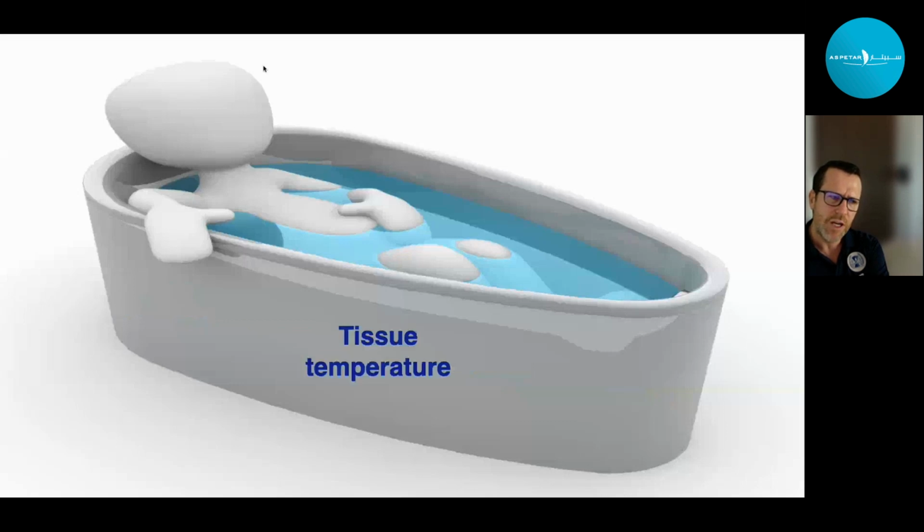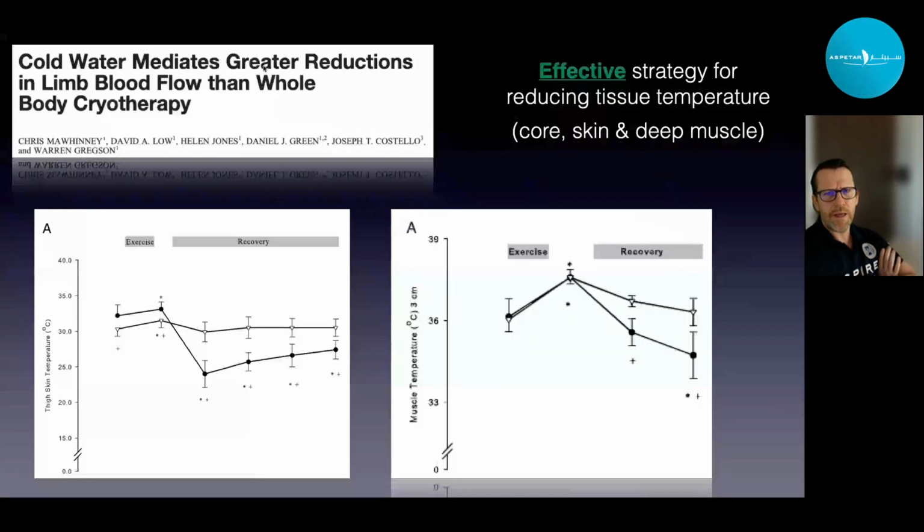So if we look at tissue temperature, clearly one of the key reasons, or the key reason we apply any cryotherapy strategy, is to reduce tissue temperature. And what I mean by that is core temperature, skin temperature, and really importantly in this context, muscle temperature. And what we know from the literature, and this is an example of some of the work we published a few years ago in MedSci, is that because of its high conductive cooling capacity, cold water is a really effective stimulus to cool the tissue.